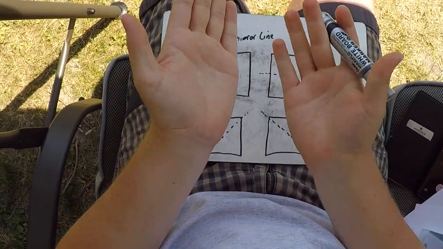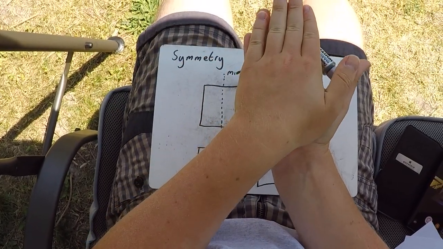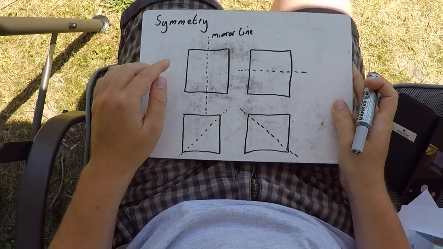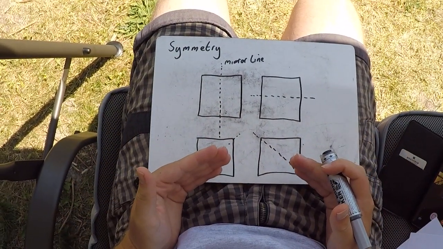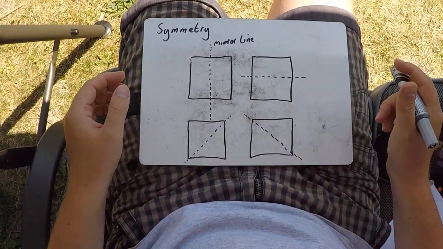So symmetry means we can fold it and it will fold exactly on top of each other, and we call that the mirror line or a line of symmetry. So a square has 4 lines of symmetry, because it's got them there.